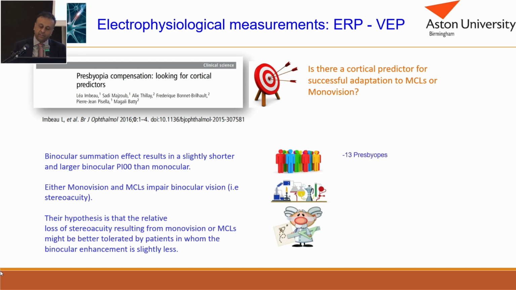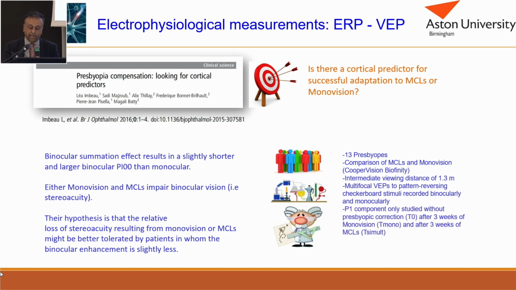So they had a small group of patients, and they didn't really find that there were any predictors of which patients would be successful. But they did find differences in the signals. And this kind of led to our paper.